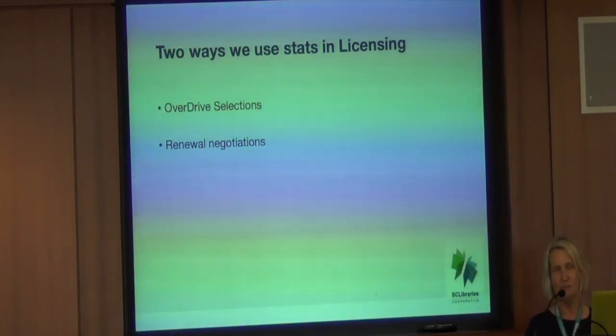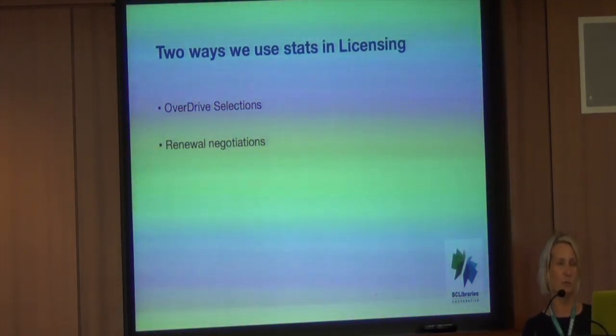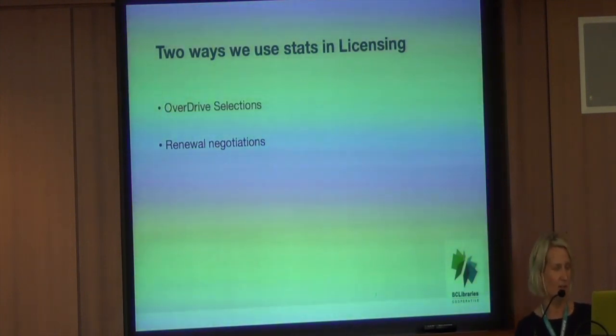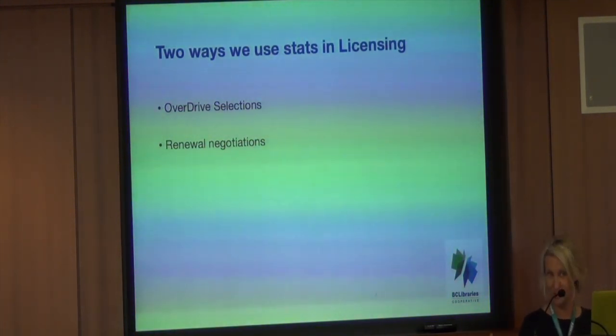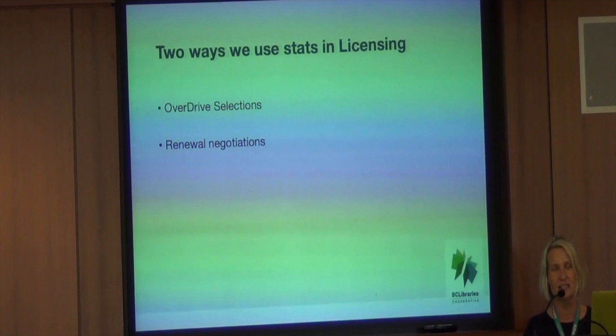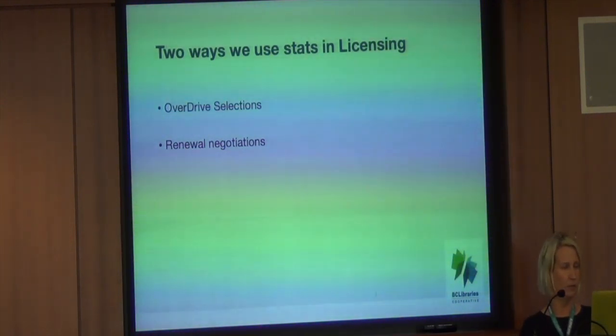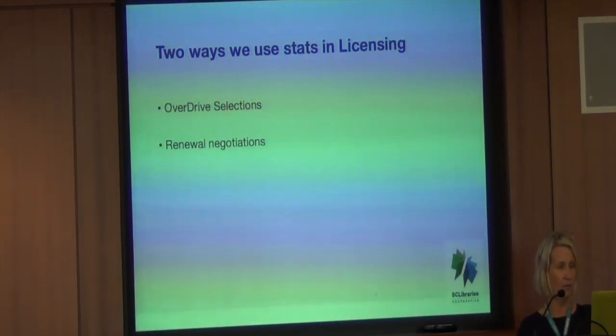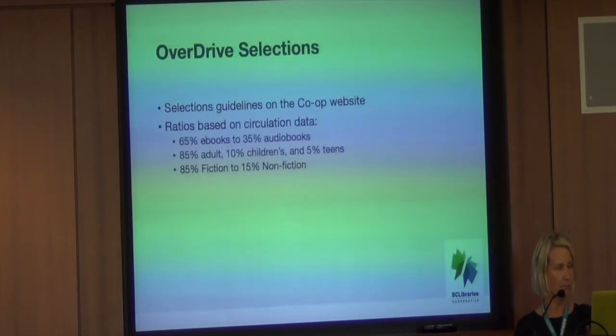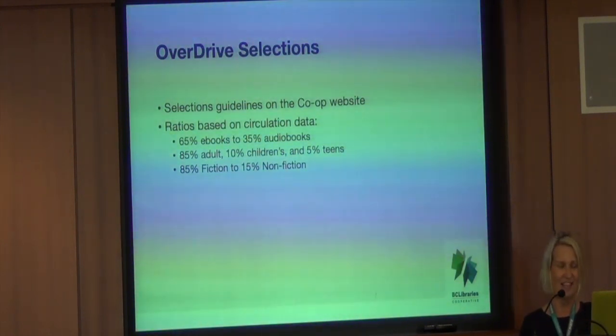Okay, so thank you guys, because you pretty much said most of what I was going to say, but I have some specific examples of how the co-op uses statistics. So I've got two examples that I'm going to talk about, overdrive selections and renewal negotiations. So we use overdrive circulation data to make collection development decisions.